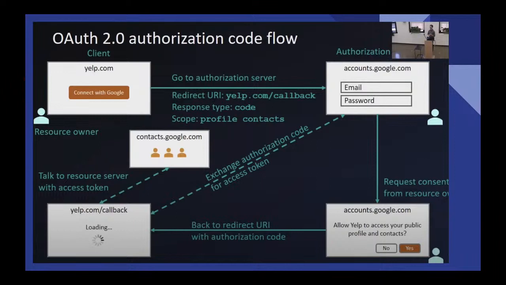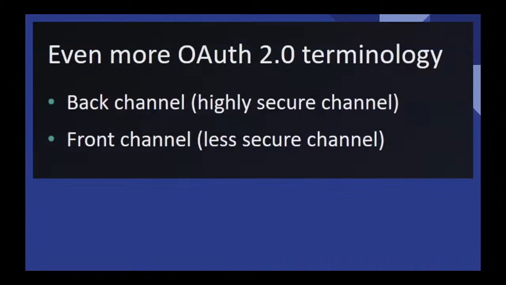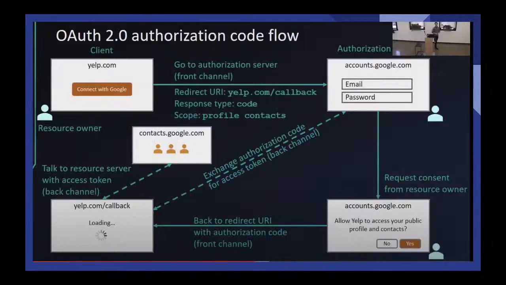Firstly, we have to go to the account server, account.google.com. Then eventually I will type. Then they will ask me, and then they will take me to the redirect URL. Eventually I will give this contact information to share with Yelp. There are two ways they can do this: a back-end channel and a front-end channel. The back-end channel is a highly secured way, and the front-end channel is a less secured way.